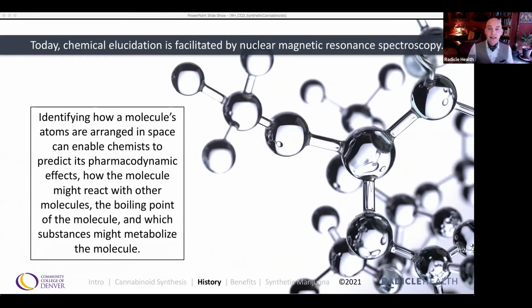Now, today, the process is facilitated by nuclear magnetic resonance spectroscopy. But even though this technology was discovered in the late 1930s, it wasn't really available to chemists until much later. So it wasn't available to Roger Adams, but it was available to Mechoulam. And so they were some of the first chemists to use that technology to fully elucidate CBD and THC.